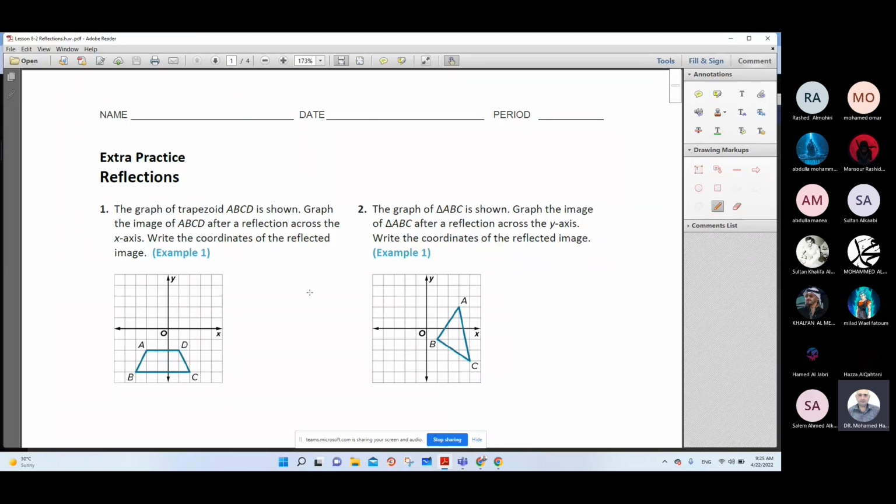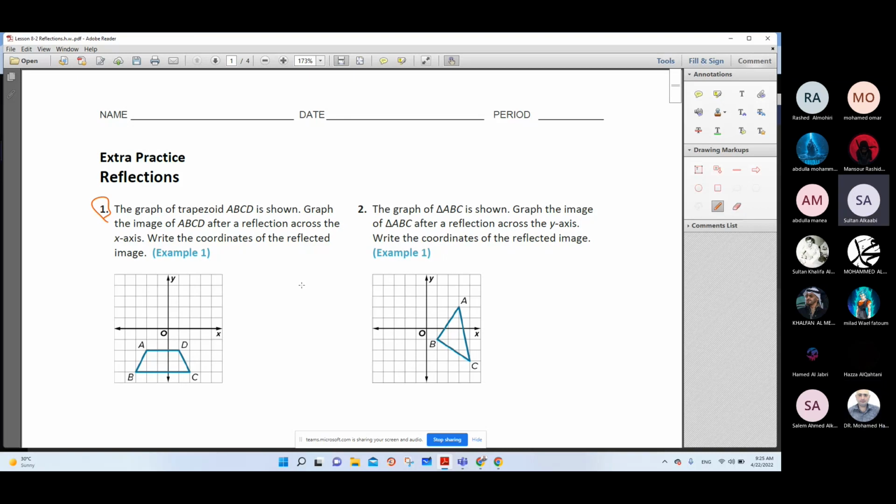Math grade 8. We are in module 7. Lesson 2 reflections. Today we want to continue our work in this lesson. We have extra practice. Who can read exercise number 1, please? Can I read? Yes, Sultan.